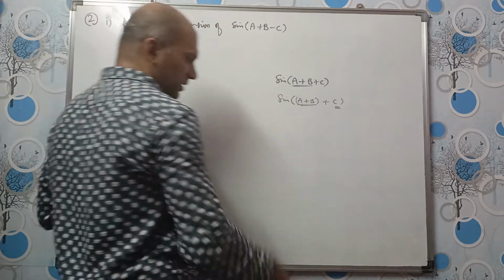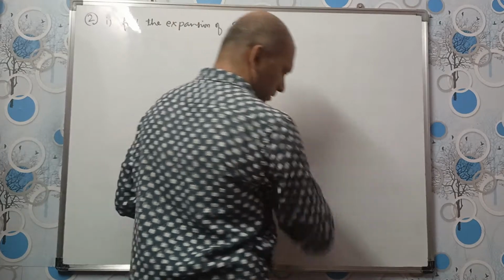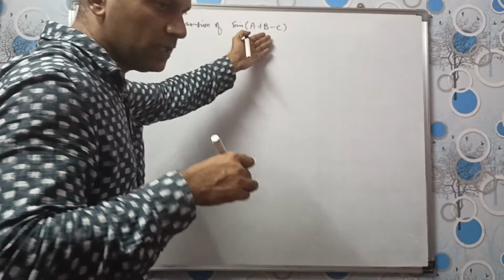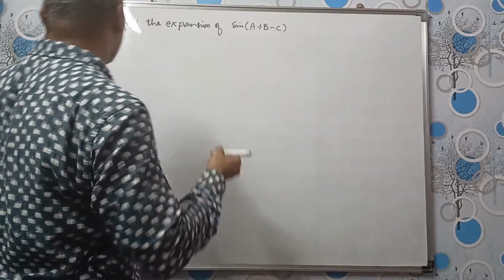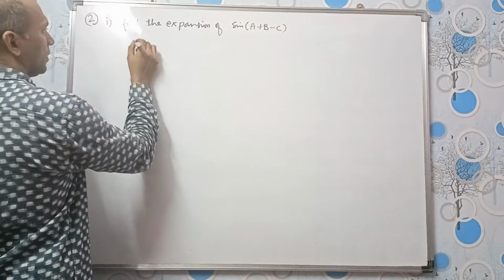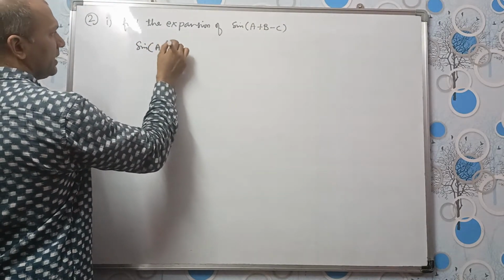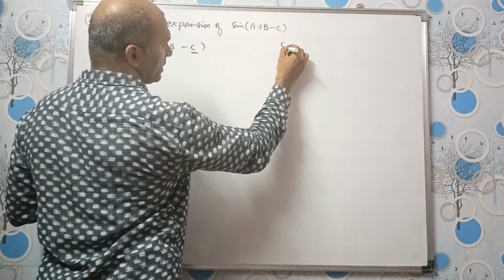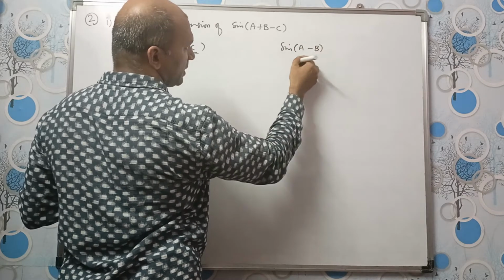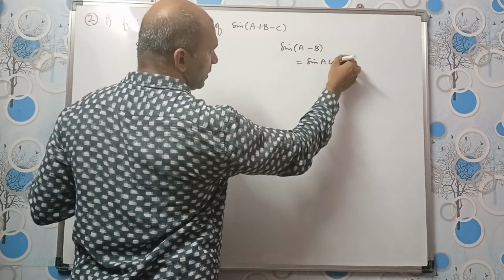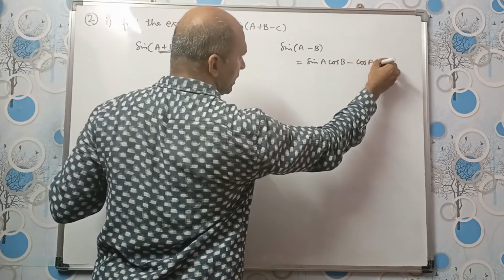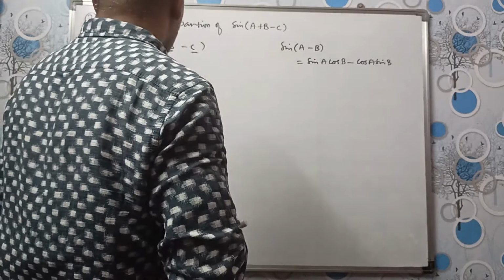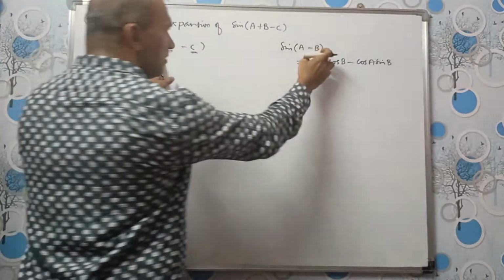So we'll use the same concept here. We will use the formula that we know instead of learning a new formula. We will write sine a plus b minus c. This has one angle, this has one angle, right? So it is like sine a minus b. What is sine a minus b? Sine a cos b minus cos a sine b, right? So here a is a plus b and b is c.